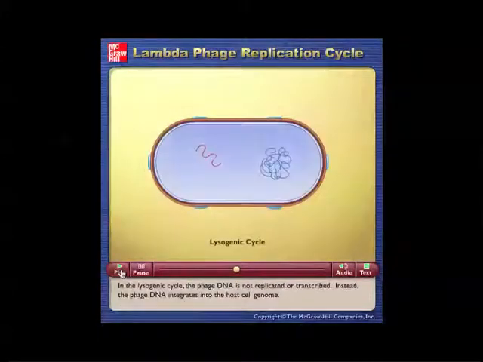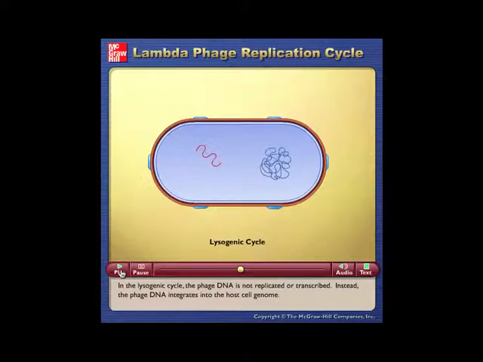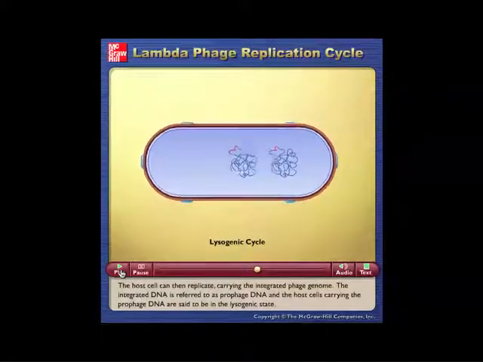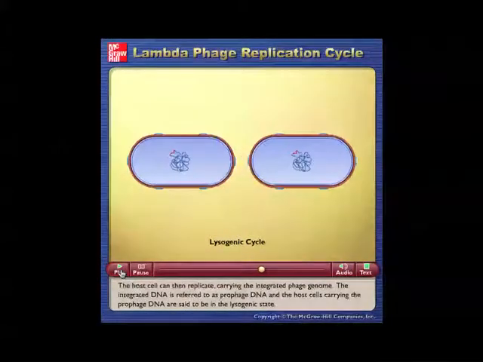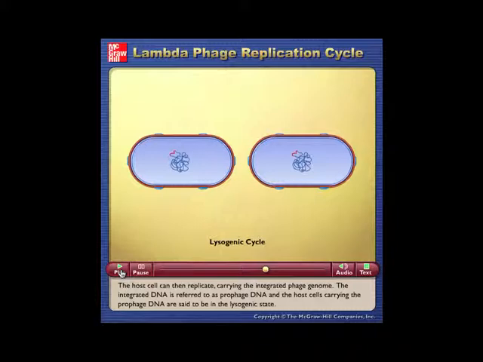In the lysogenic cycle, the phage DNA is not replicated or transcribed. Instead, the phage DNA integrates into the host cell genome. The host cell can then replicate, carrying the integrated phage genome. The integrated DNA is referred to as prophage DNA, and the host cells carrying the prophage DNA are said to be in the lysogenic state.